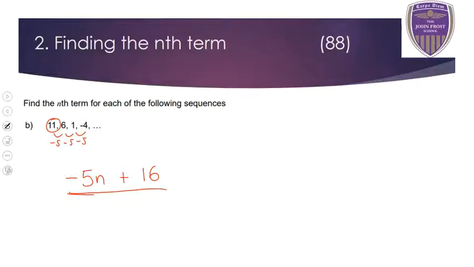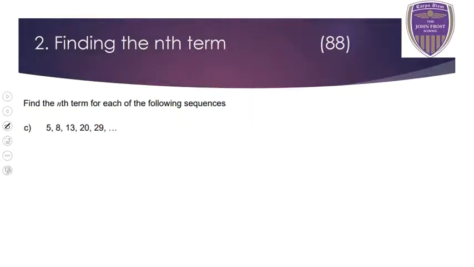Let's just double check it. So I'll do this one, where n equals 3. Okay, so if n equals 3 there, then minus 5 times 3 is minus 15. Minus 15 plus 16 is definitely minus 1. Or it's definitely positive 1, sorry. So that's it. That's the answer. So you know that that works for that question.